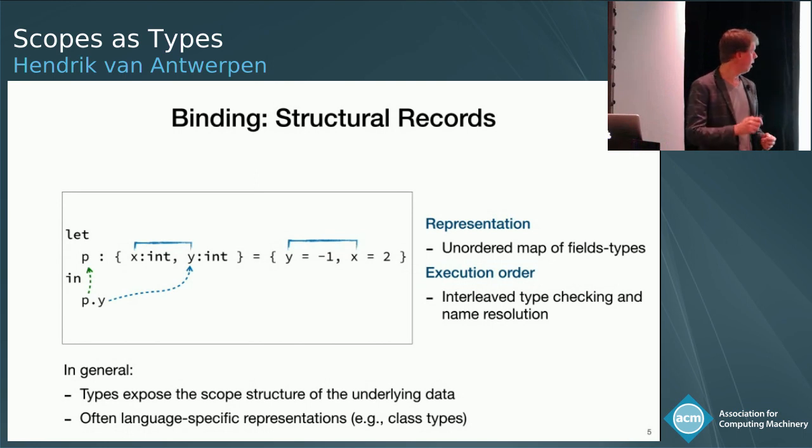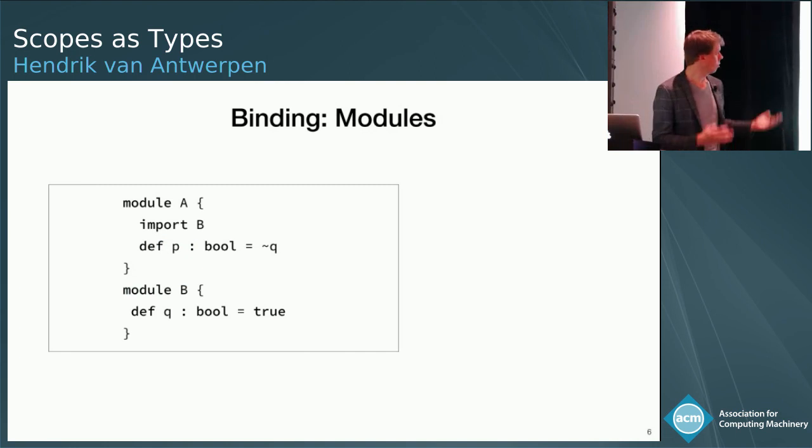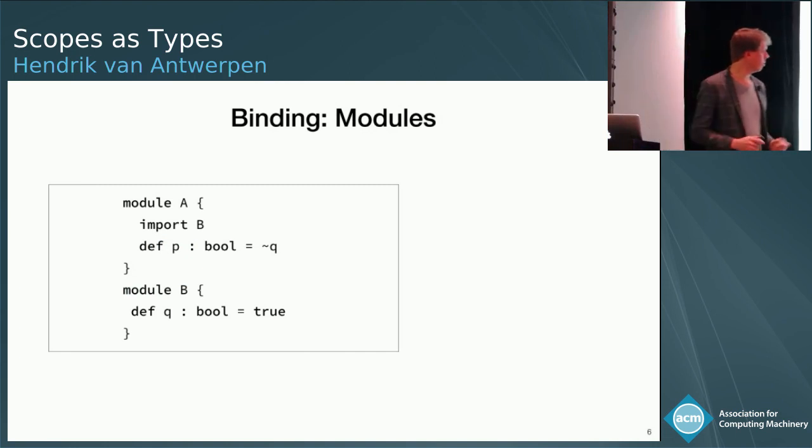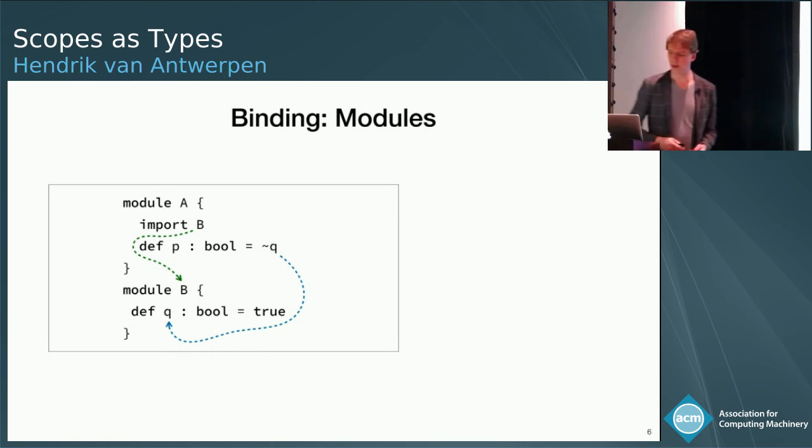Now finally, we want to organize our programs, so we have some idea of modules or classes or something like that. So here we have an example with modules. We have a module A, and it imports the module B, and then both modules contain a definition. Now the B, of course, refers to the other module, and because of the import statement, this reference Q over here can be resolved to the definition in the other module.